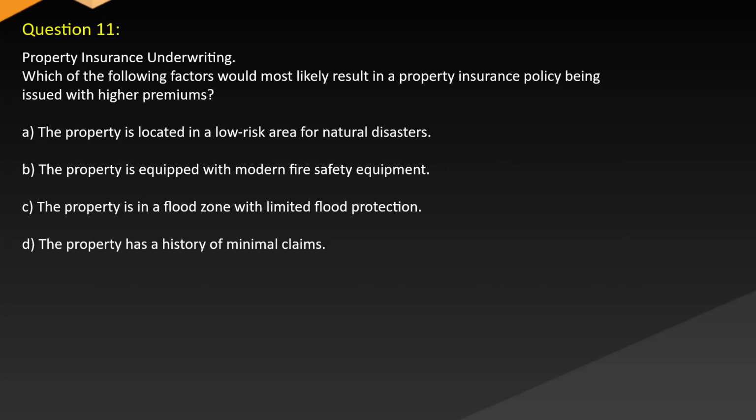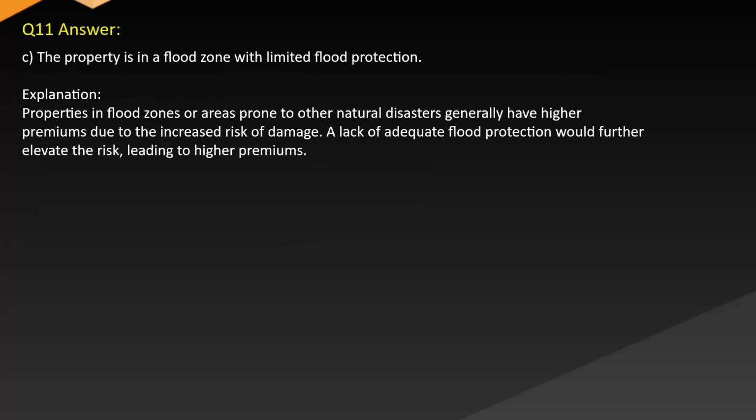Question 11. Property insurance underwriting. Which of the following factors would most likely result in a property insurance policy being issued with higher premiums? A. The property is located in a low-risk area for natural disasters. B. The property is equipped with modern fire safety equipment. C. The property is in a flood zone with limited flood protection. D. The property has a history of minimal claims. Answer. C. The property is in a flood zone with limited flood protection. Explanation. Properties in flood zones or areas prone to other natural disasters generally have higher premiums due to the increased risk of damage. A lack of adequate flood protection would further elevate the risk, leading to higher premiums.